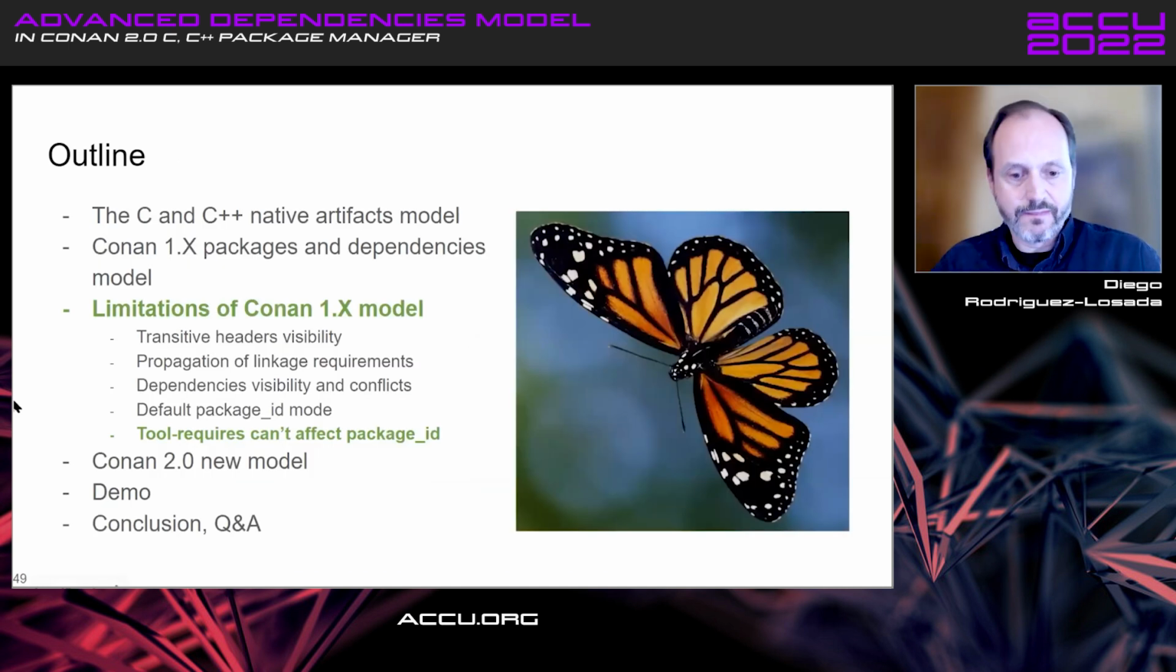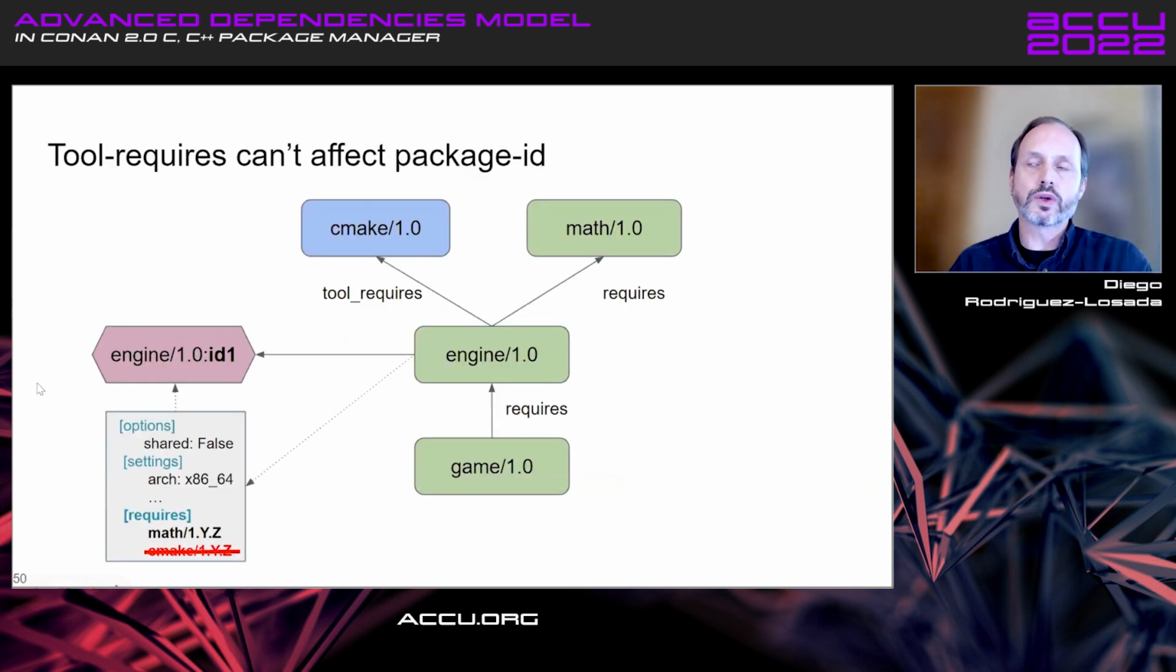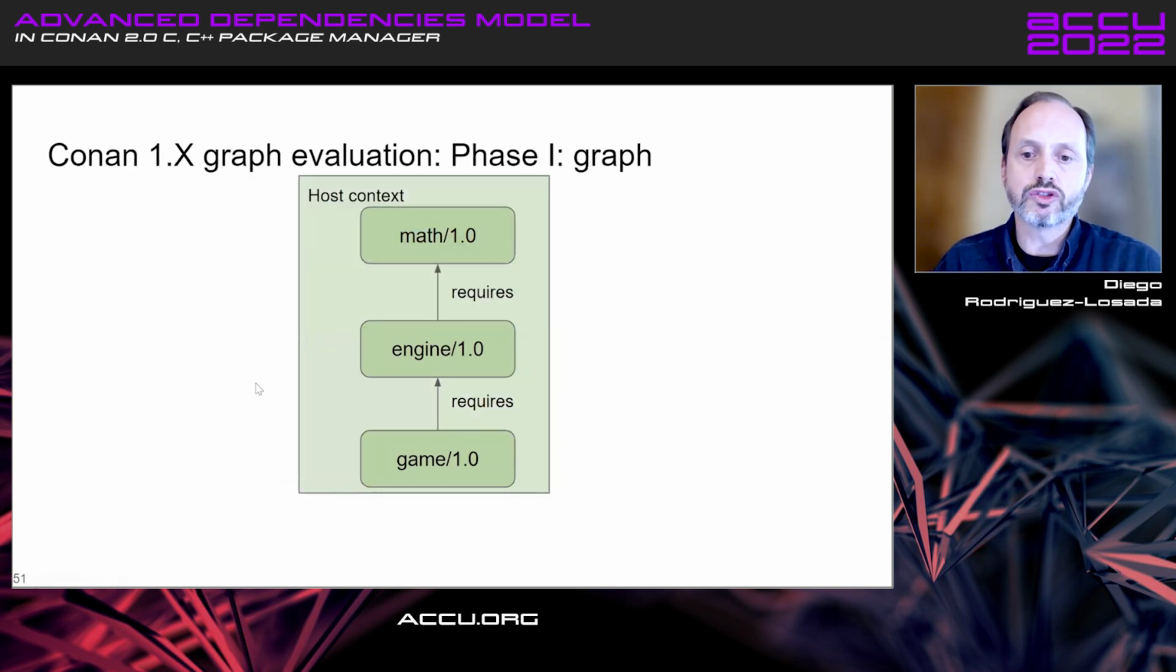Okay, and finally, the last limitation that I'm going to talk about is that tool requires cannot be factored into the package ID computation. So even if I know that using different versions of CMake will affect my binary, I cannot do this. I cannot ask Conan, hey, if you're using this CMake version, then I want a different binary, because maybe CMake introduces some compiler flags here. Okay, this is not possible, and I'm going to explain why.